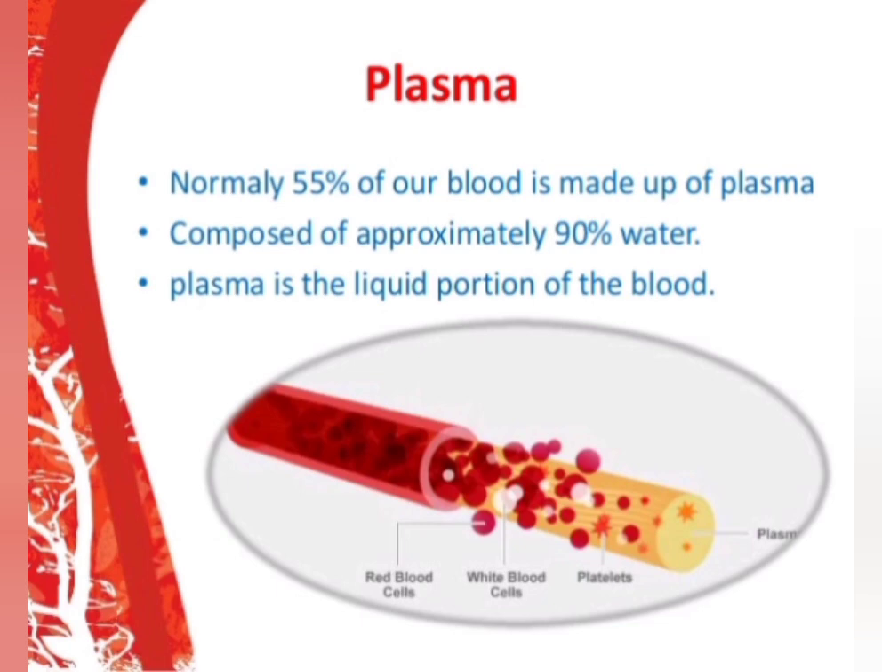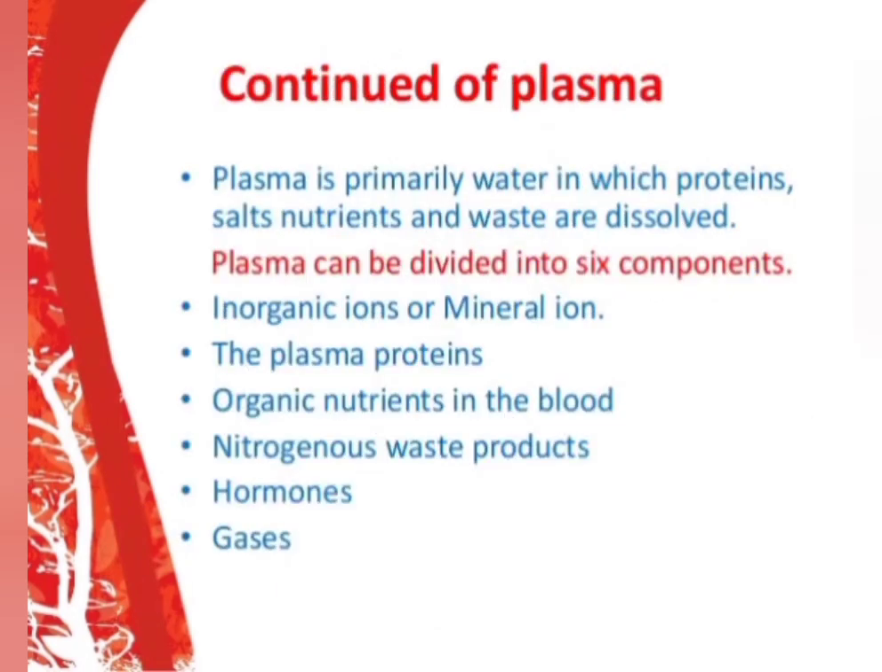Plasma constitutes about 55% of blood volume, and it is the liquid portion of the blood. If we see the composition of plasma, it basically contains 90% water, and the remaining 10% is plasma proteins, inorganic salts, nutrient materials, organic waste materials, and different regulatory substances. These are present in the plasma. Plasma is basically water in which protein, salt, nutrients, and waste are dissolved.